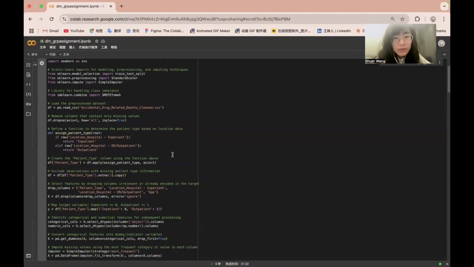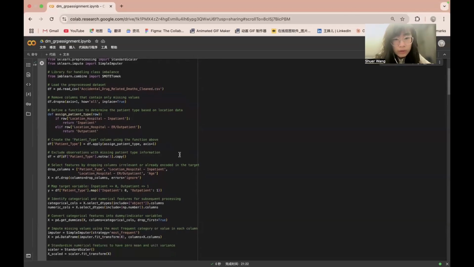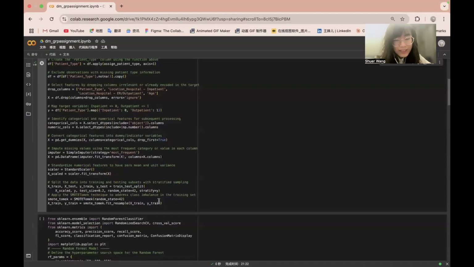Next, any irrelevant columns were dropped. Patient type is encoded to 0 for inpatient and 1 for outpatient. Categorical features are one-hot encoded and numerical features are standardized using standard scaler. Finally, class imbalance was handled using SMOTE-Tomek, which not only balanced the dataset but also improved classification accuracy by eliminating ambiguous samples and defining clearer decision boundaries.